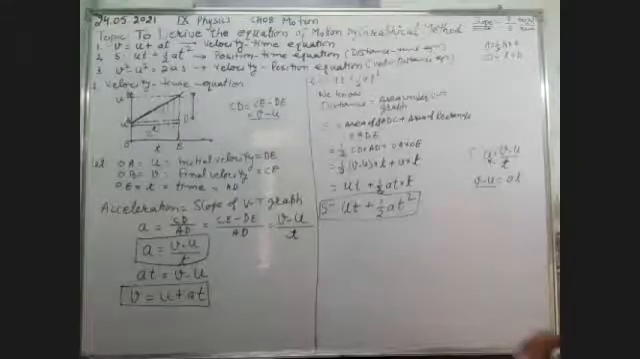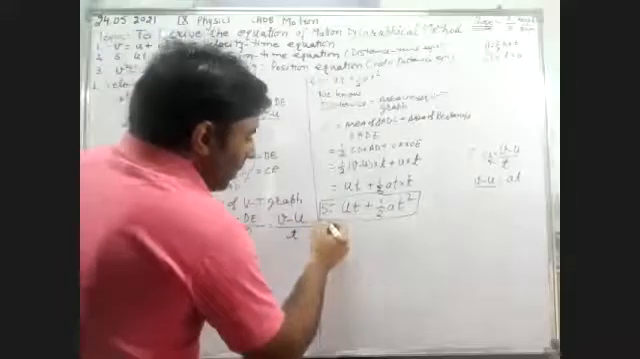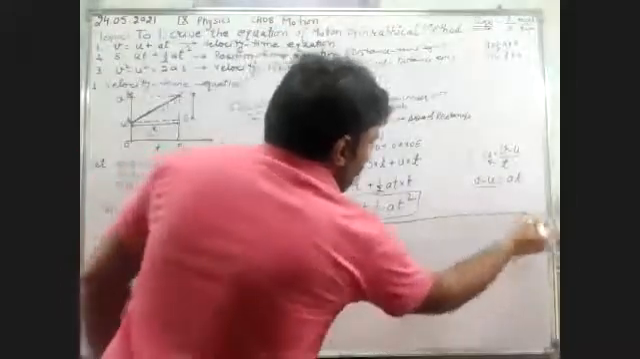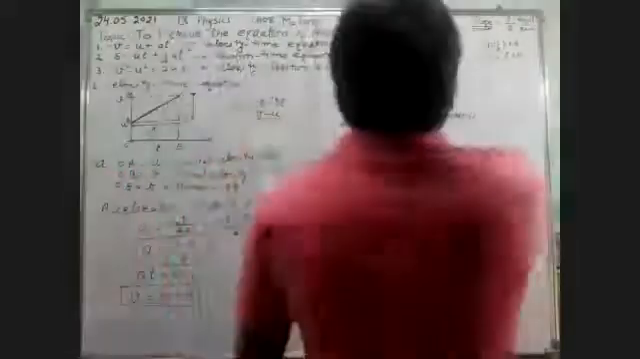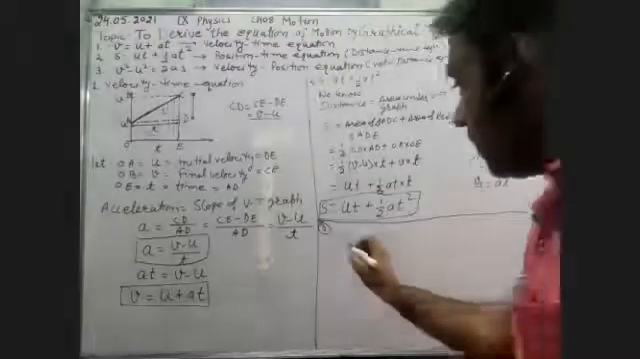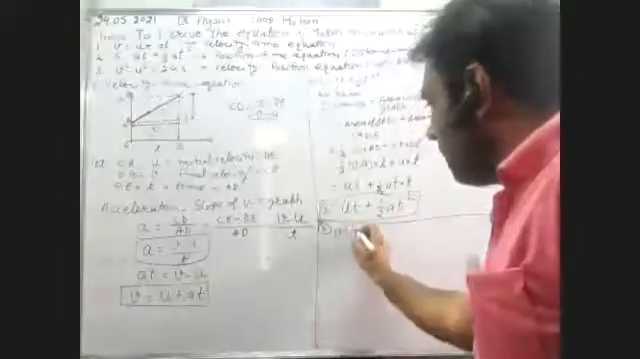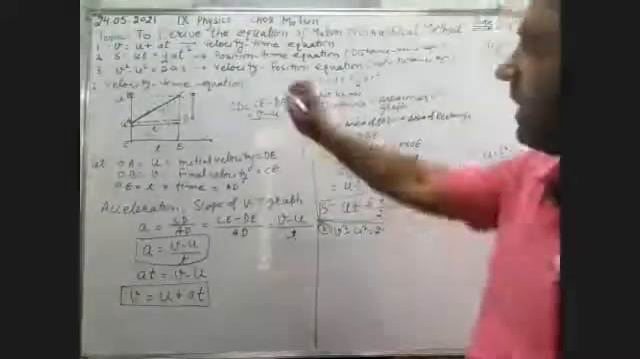Okay, students, so take a screenshot of this. The third equation of motion. For the third equation of motion, we will also use the same formula: distance is equal to area under VT graph. What is the third equation? V square minus U square is equal to 2AS, or we can say the velocity position equation.